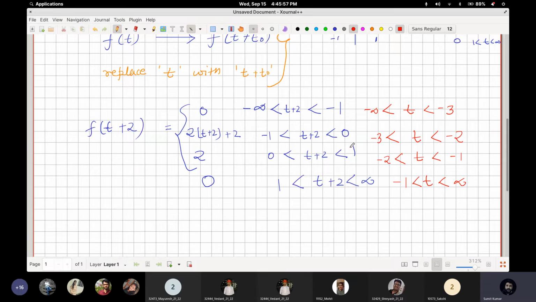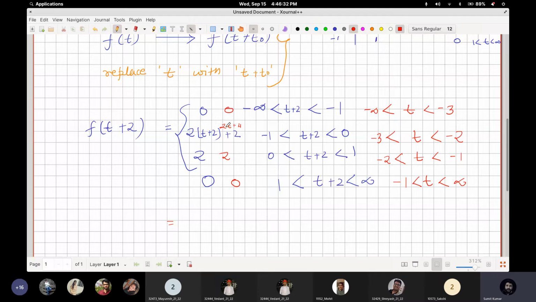So you see that for every point, the function's location is changed. It is shifted to the left, right? This has shifted left. And if you look at the functional form, that is also going to change. So this will become 0 only. Let me remove this and write it. Okay, let me do it in red only, so this will be 0, this second is going to be 2t plus 4, isn't it? 2t plus 4, and this remains 2 only, and this remains 0 only, right?